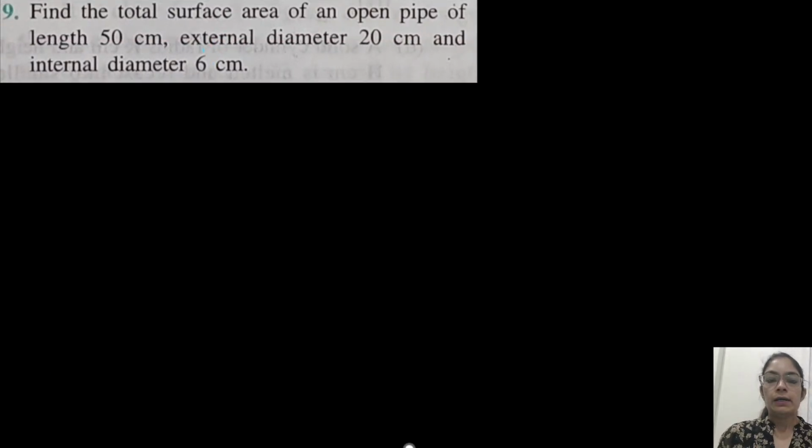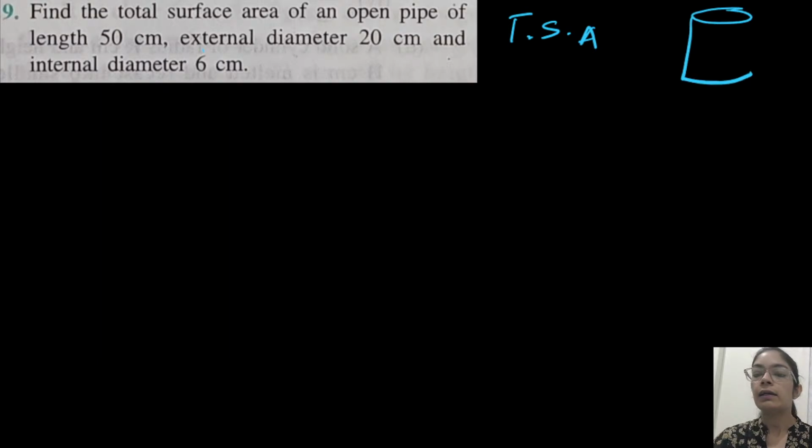Find the total surface area of an open pipe of length 50 centimeter, external diameter 20 centimeter and internal diameter 6 centimeter. So dimensions are given to us. We have to find the total surface area of the open pipe. Total surface area of open pipe means the pipe is in the shape of a cylinder. So the cylinder's total surface area we have to find.